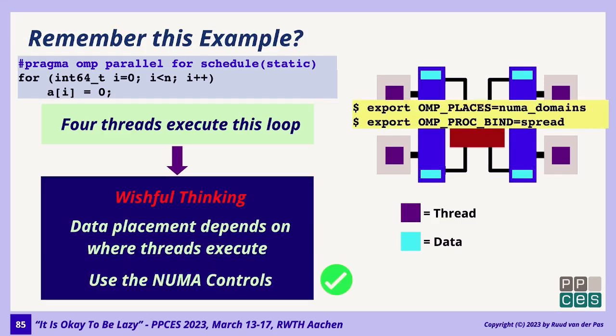But now I have my controls. I set places to NUMA domains, so I have 4 NUMA domains in here, and I want to spread them out. That means they all get their part of the number of threads. So if I had 8 threads, I would get 2 per node.